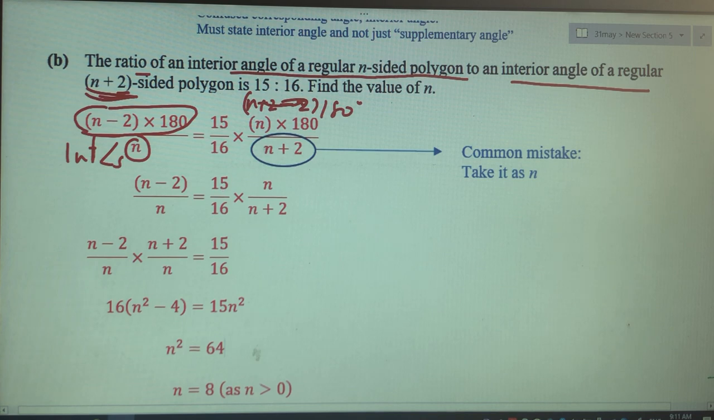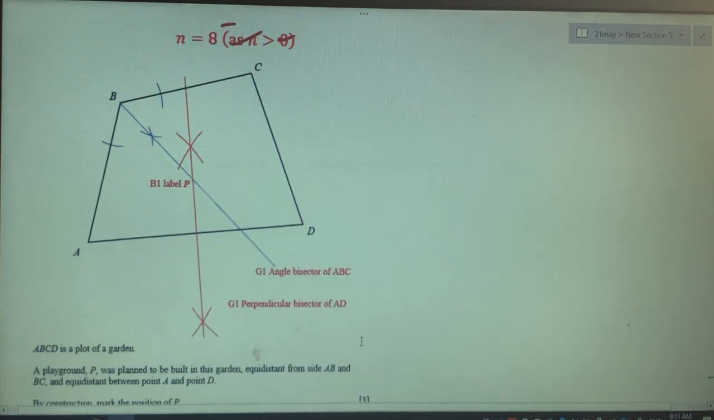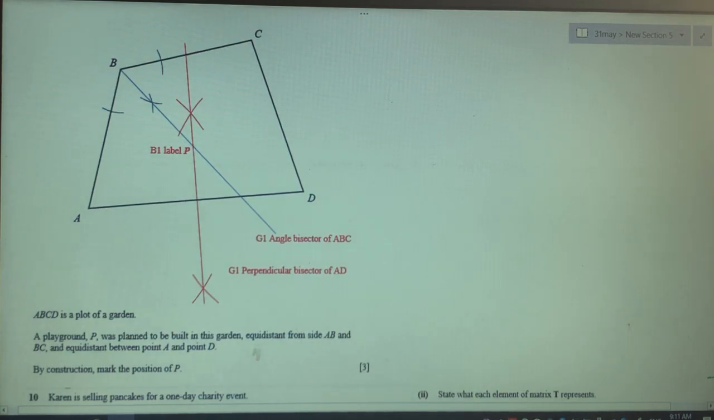Then you cancel, because the 180 can cancel. So you must know how to simplify more effectively and efficiently. Then you get this, then cross multiply, then you get this. Because N must be positive, you reject the other one. Now, this part here normally comes out in paper 1, but now it came out in paper 2. That's fine.